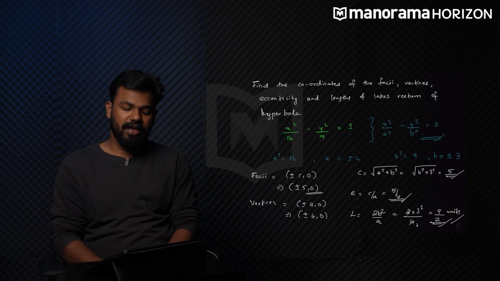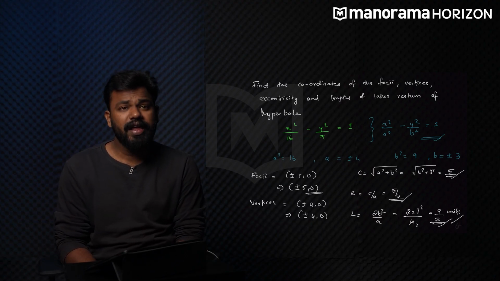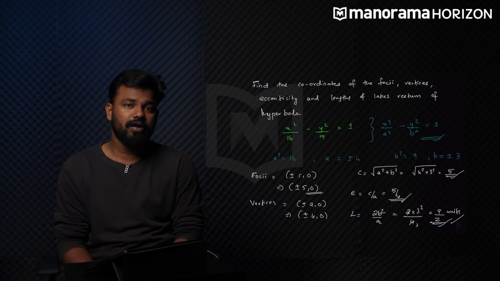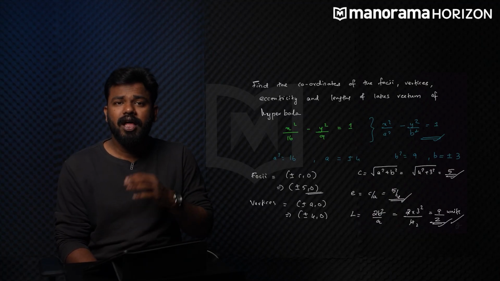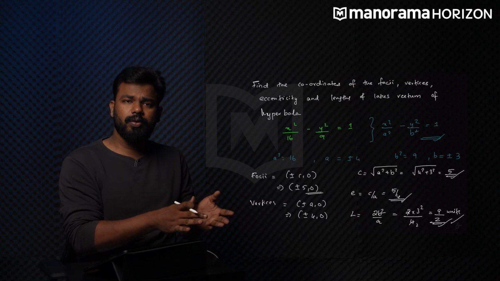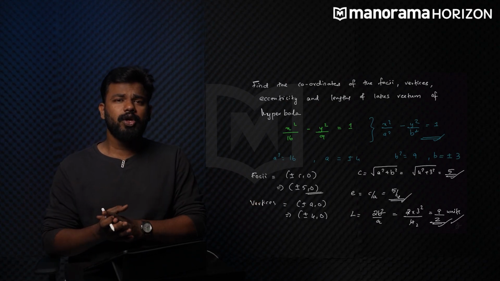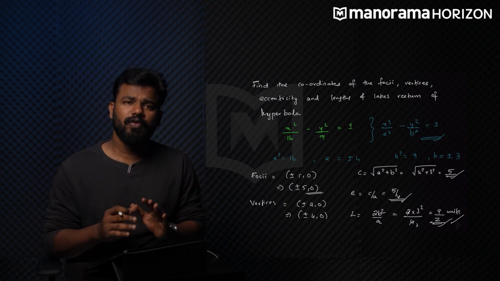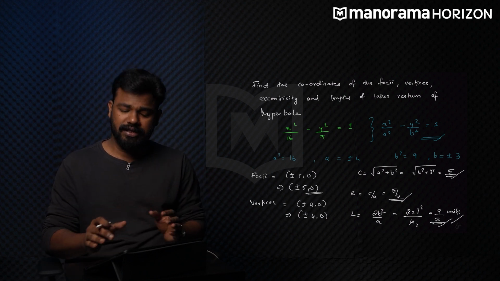So that is how you get the foci, vertices, eccentricity, all the coordinates, and also the length of the latus rectum from the given equation of a hyperbola. This is all we have to do: look at the equation of the hyperbola, compare it with the standard equation, and get the coordinates of the foci and whatever else they are asking us to find.